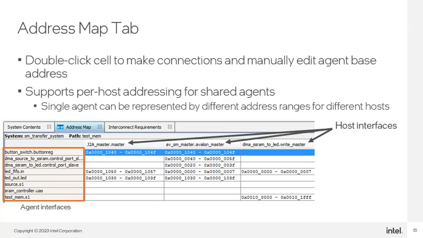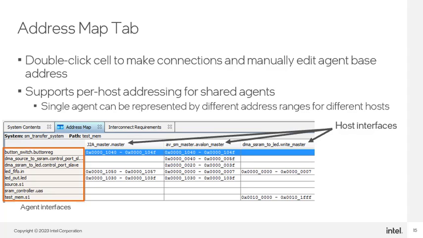Besides the base and end address columns on the System View or System Contents tab, you can use the more detailed Address Map tab. The Address Map tab contains a complete table of all memory-mapped device addresses, making it a little easier to configure the address mappings and address spans in the system. On this tab, each column represents a memory-mapped host interface, and each row represents an agent. If a particular agent is connected to a host, the cell representing their intersection is filled with the agent's address span as that host sees it. By default, each agent is assigned the same address range for all hosts that connect to it.